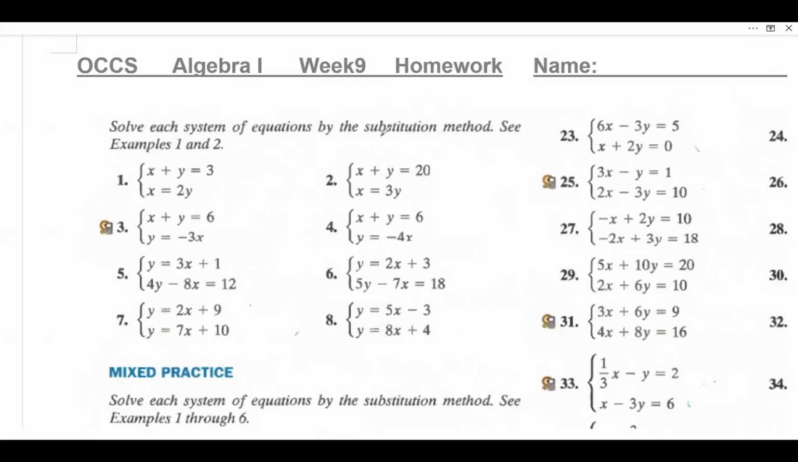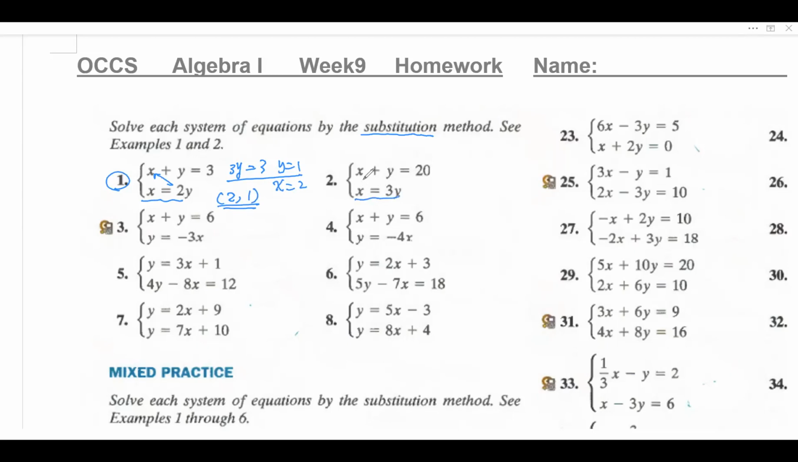Solve each of the equations by the substitution method. First, x plus y equals 3, and x equals 2y. So this x is replaced by 2y. So we get 3y, because 2y plus y is 3y. 3y equals 3, y equals 1. This is not finished yet. We need to find x. So x equals 2. The solution is (2, 1): x equals 2, y equals 1.